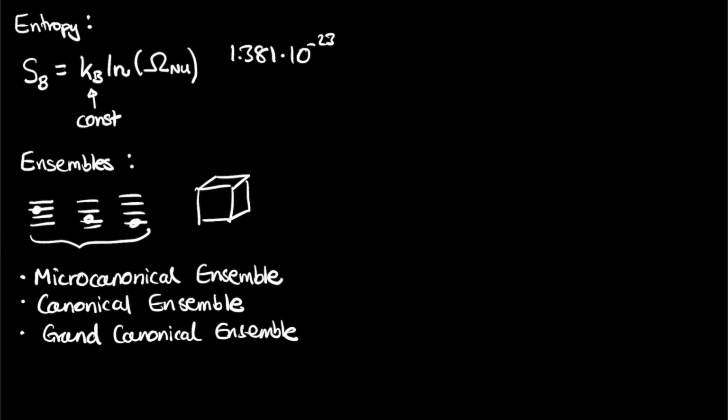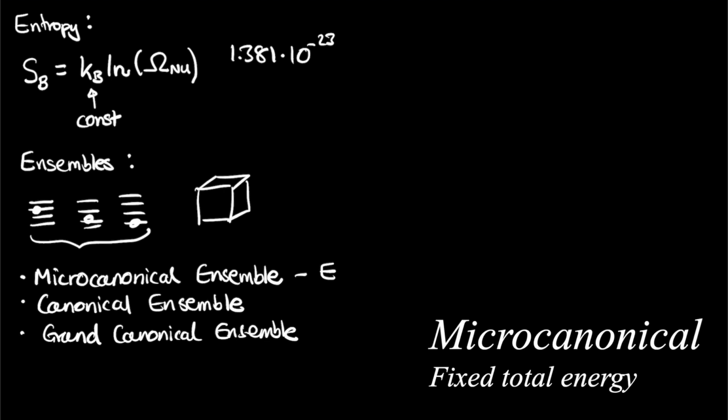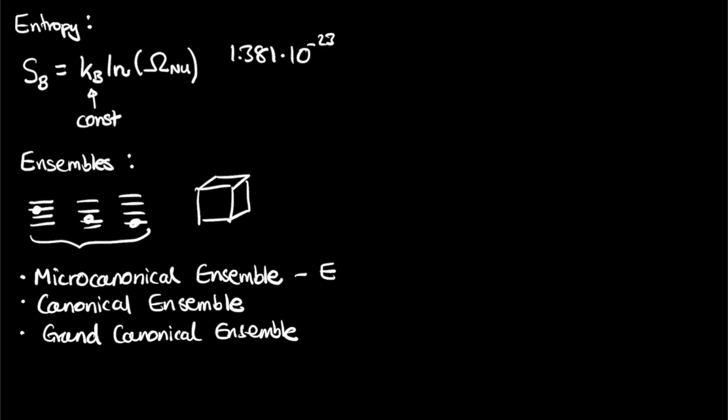We're not going to come to the grand canonical ensemble for quite a while, but these are the three different types of ensemble. Basically, the microcanonical ensemble has a fixed amount of energy. The energy is fixed, and it's analogous to a completely closed system in thermodynamics, which means that no temperature can get exchanged, no heat can get exchanged. The system is completely closed, so nothing can get in or out.